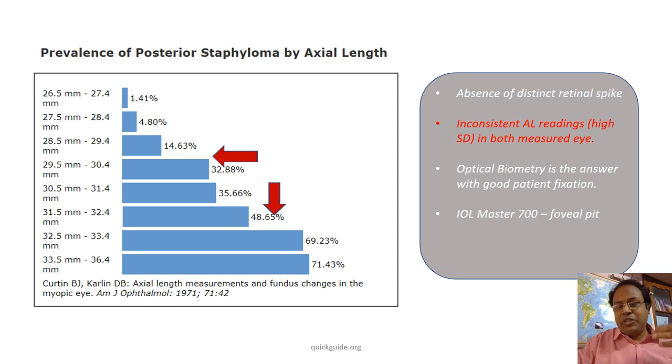For example, in the optical biometry machines, when it gives you an axial length reading, in the background it will have 5 different readings, the average of which it gives as one number. So if you go back into the Lenstar readings or the IOLMaster readings, you need to see the standard deviation of the axial length readings. More often than not, the standard deviations will be very high in such patients. So one of the signals that the patient might have a posterior staphyloma is very high standard deviations.